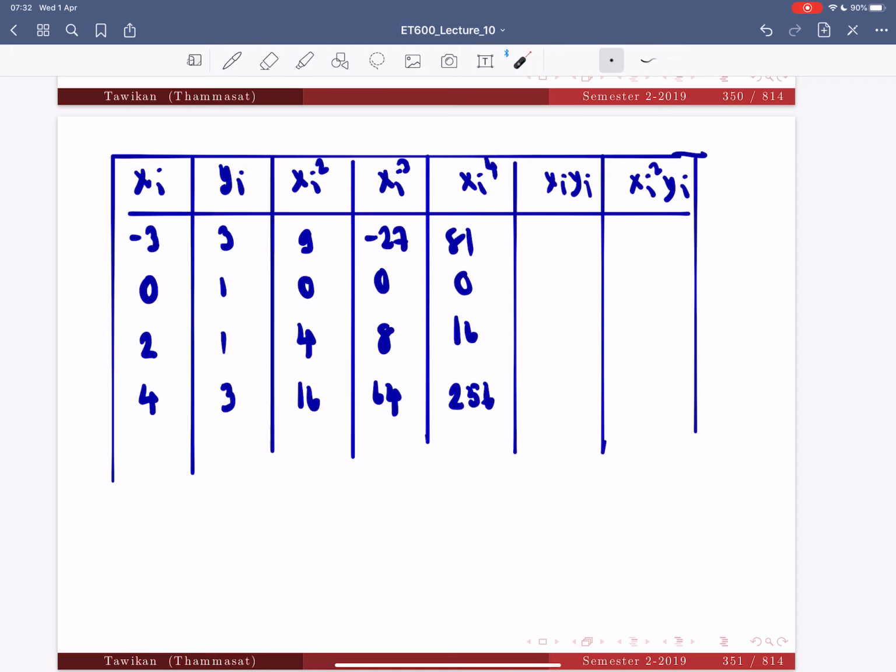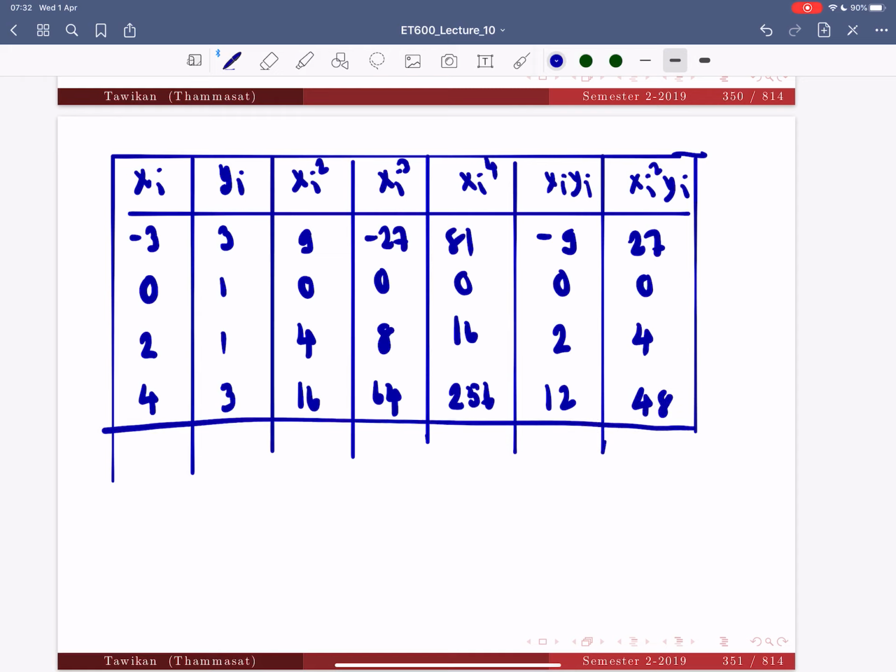In the next column, you multiply SI and YI together, so you get negative 9, 0, 2, and 12. And in the last column, you multiply SI squared and YI, and you get 27, you get 0, you get 4, and you get 48.